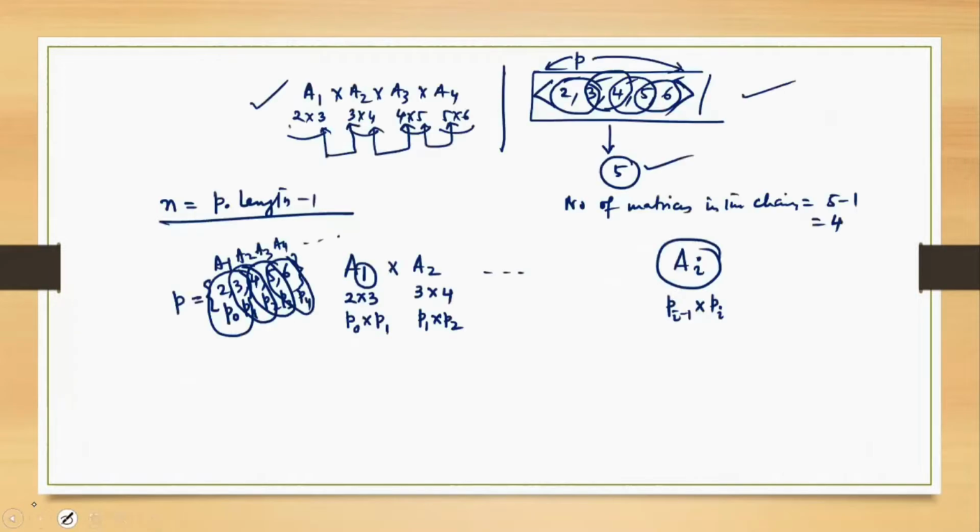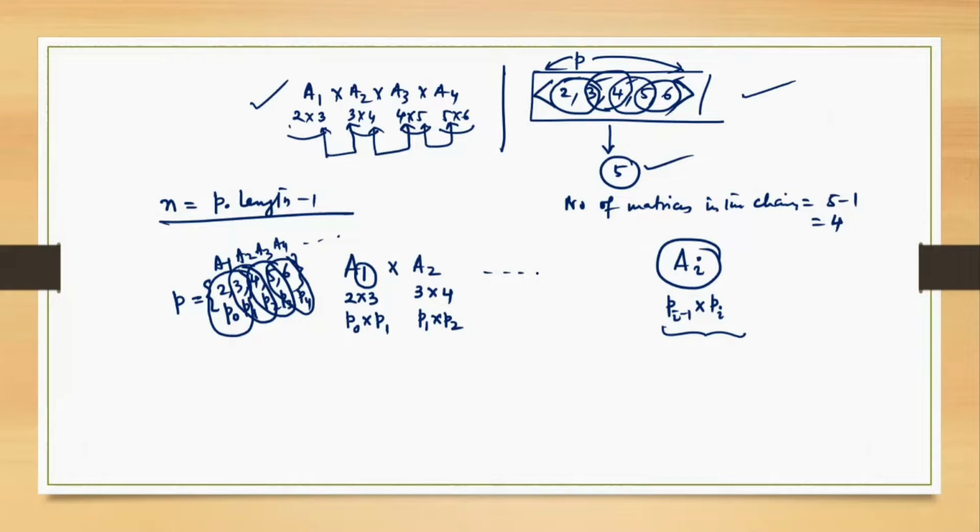So for a particular matrix Ai, the ith matrix, its dimension should be Pi minus 1 into Pi. So these two things you must know. That is, the total number of matrices is nothing but P dot length minus 1. And if you have a particular matrix Ai, its dimension should be Pi minus 1 into Pi. So this is what it is about.